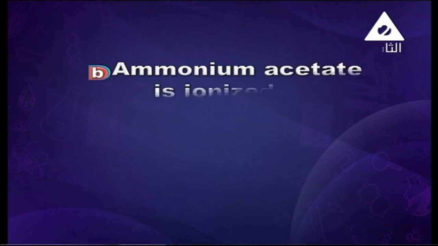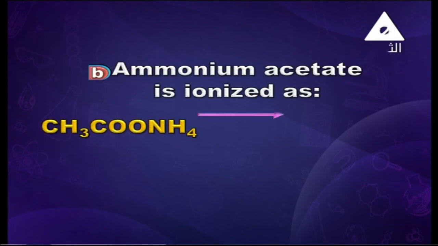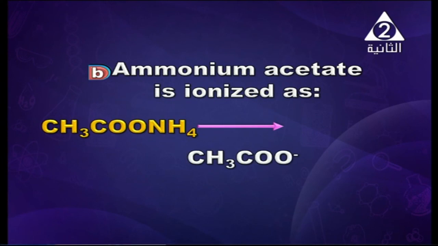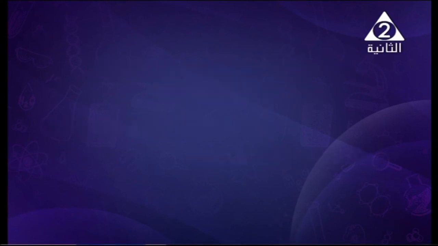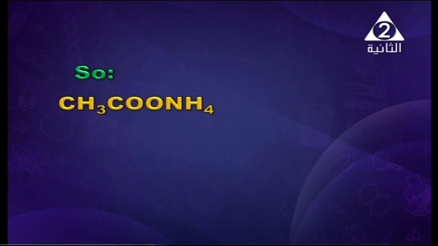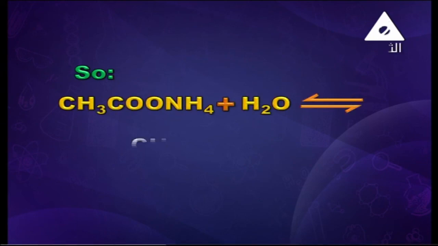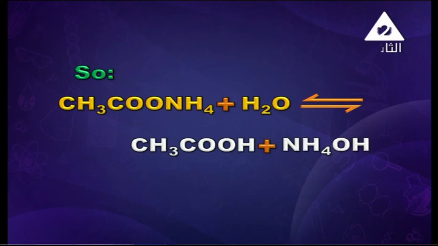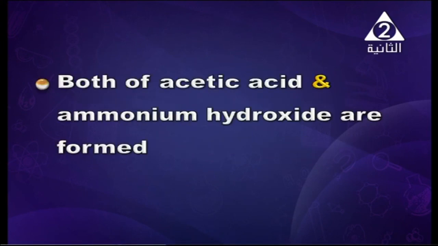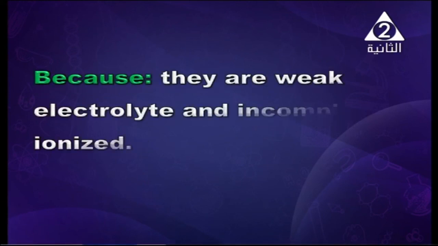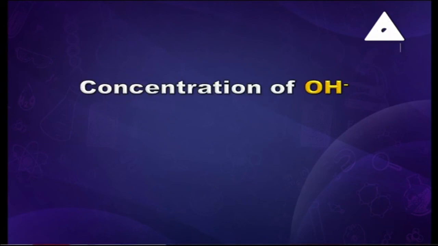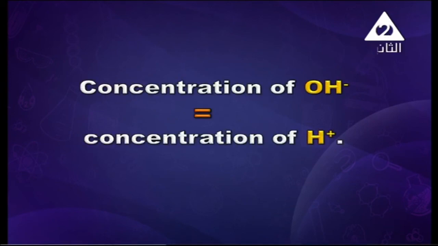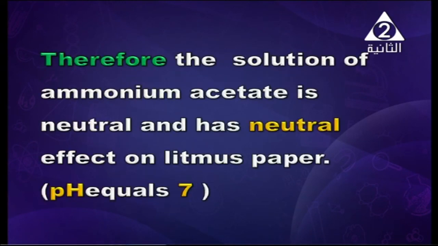So, my dear student, ammonium acetate is ionized into acetate ion and ammonium ion. So, the ammonium acetate that dissolves in water gives acetic acid and ammonium hydroxide, as both of them are formed, which are weak electrolytes and incompletely ionized. So, the concentration of hydroxide ion equals the concentration of hydrogen ion. Therefore, the solution is neutral and has neutral effect on litmus paper, so pH equals 7.